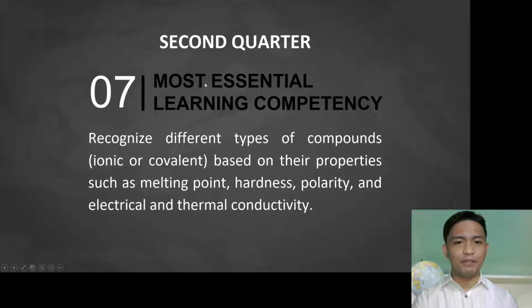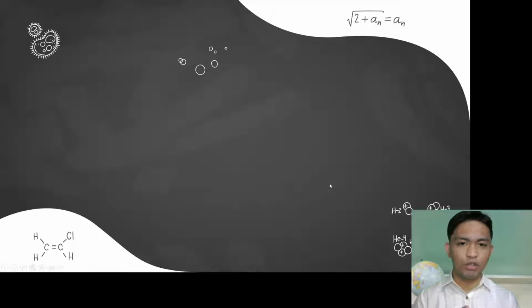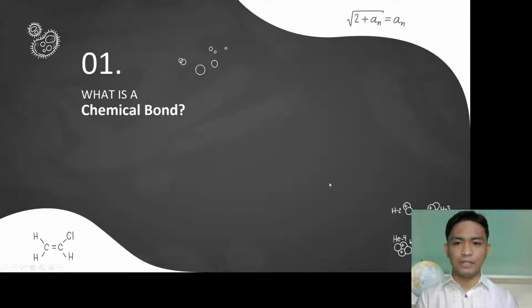Our video for this week is based on the 7th most essential learning competency or MELC in Science 9, which is recognize the different types of compounds, ionic or covalent, based on their properties such as melting point, hardness, polarity, and electrical and thermal conductivity. We will be able to achieve this goal by discussing these three sections.